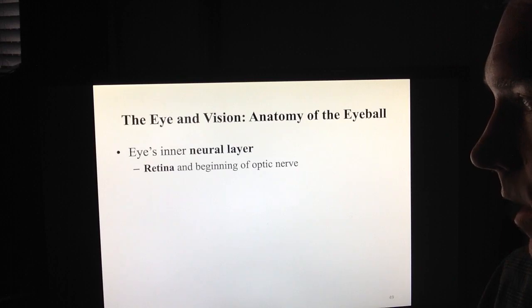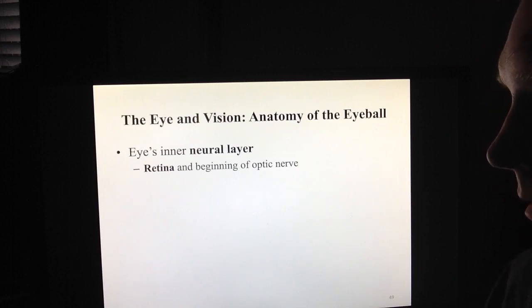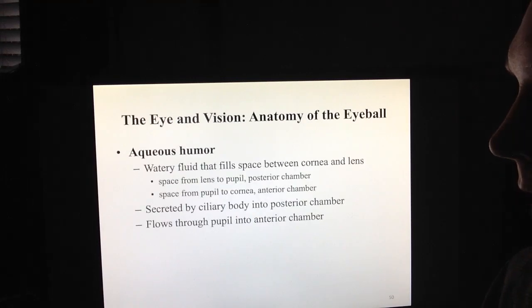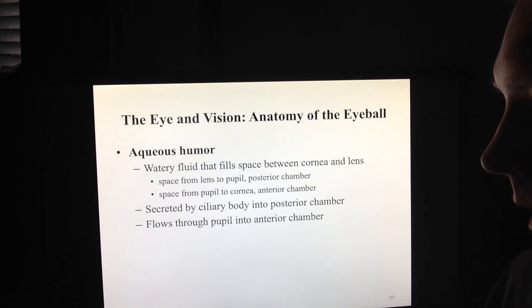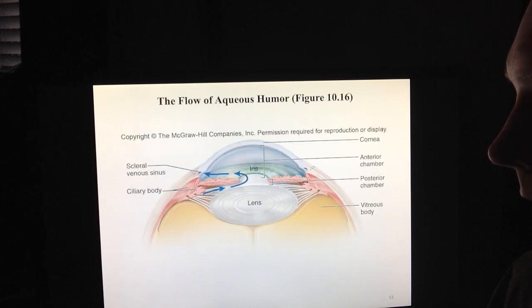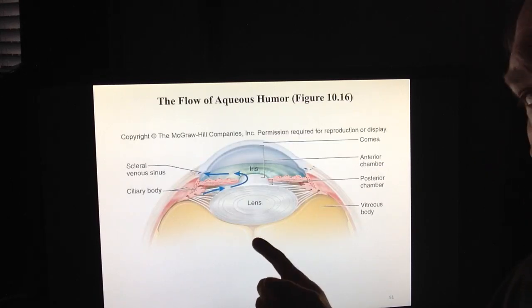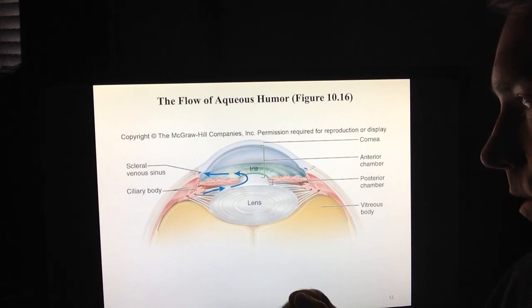Alright, the retina is the neural layer, so it's an extension of neurons, an extension of the optic nerve, and picks up light sensation through specialized receptors called photoreceptors. Now the aqueous humor is in the anterior part of the eye, and we'll go over that anterior versus posterior chambers here when we get to the diagram. This diagram you'll see on the online lecture quiz.